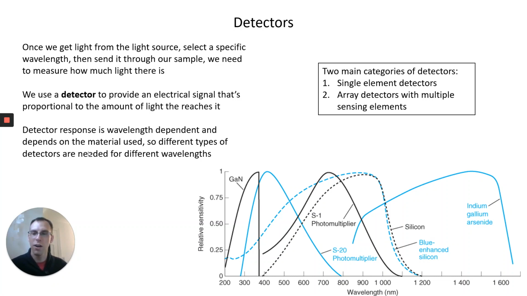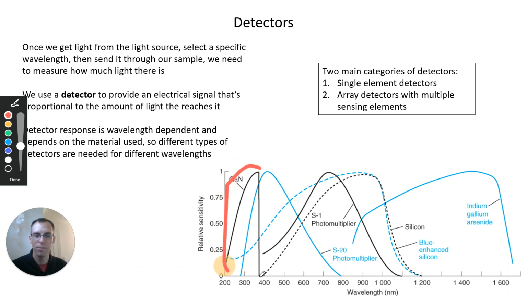So the amount of response you get from different types of materials is very wavelength dependent. And so there's a chart down here, this is a figure from your textbook, that shows detector materials and their responsiveness at different wavelengths. So for example, if you want to measure something in the ultraviolet, use something like gallium nitride here, but it won't work past 375 nanometers.